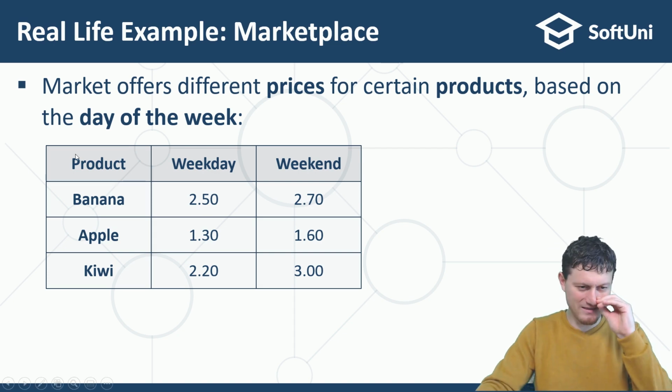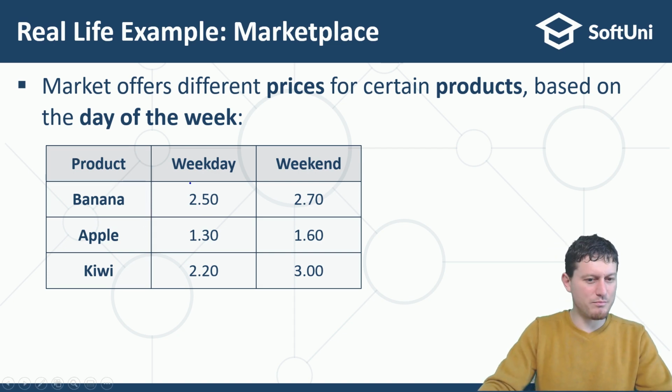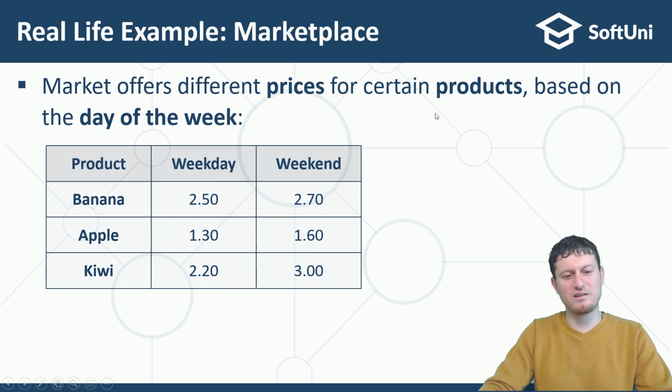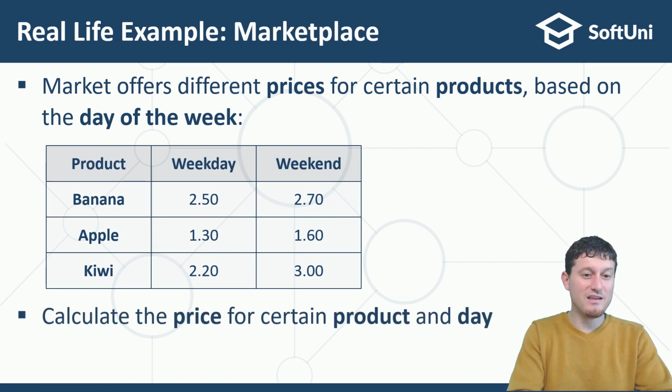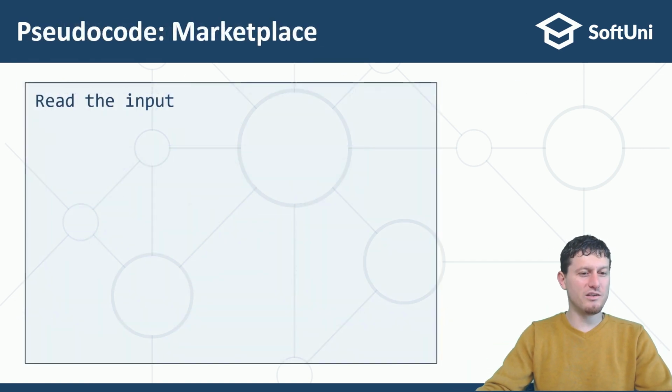So on weekdays, bananas are sold for 2.50. And in the weekend, they are more expensive, 2.70. Apples are 1.30 in the weekday, and in the weekend they are 1.60. And it's similar for other products, depending on the weekday and weekend. So we want to calculate the price for a certain product and date, and this might be expressed with if-else statements. But how to do this?